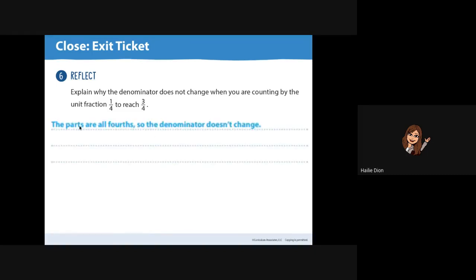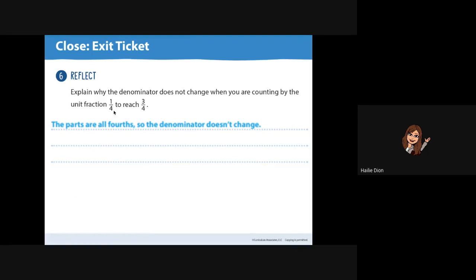So the parts are all in fourths, so the denominator does not change. If you look back to our previous slides, we had to shade in 1/4 and we had to shade in 3/4. To get to the 3/4, we also had to shade in 1/4, and then we had to shade in 2/4, and then we got to the 3/4. So that is just showing us that we are coloring in or shading in something more toward that total number, which in this case is 4.